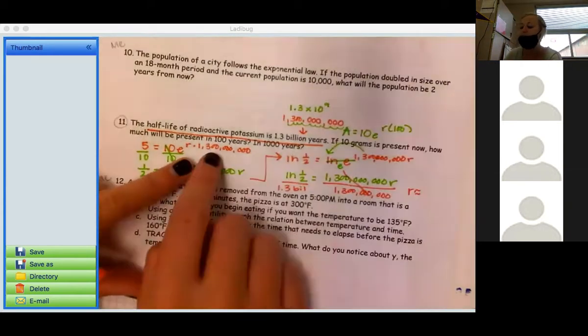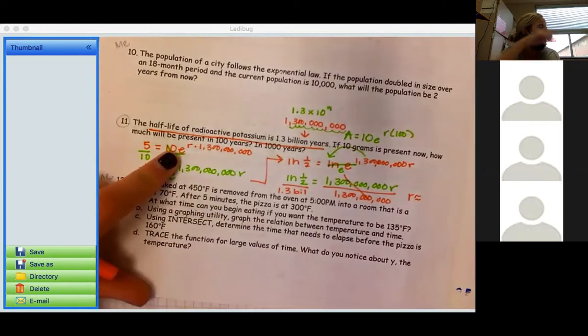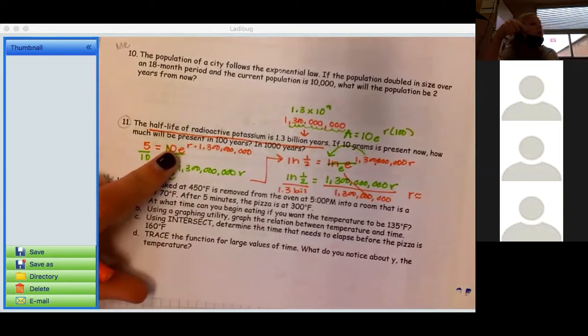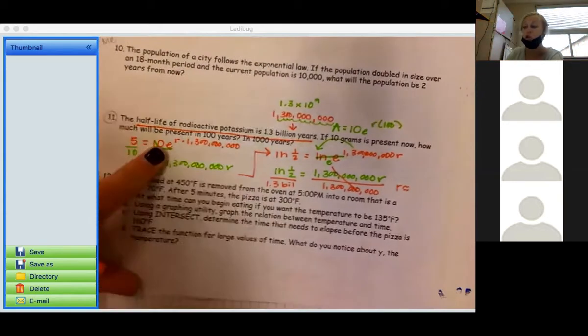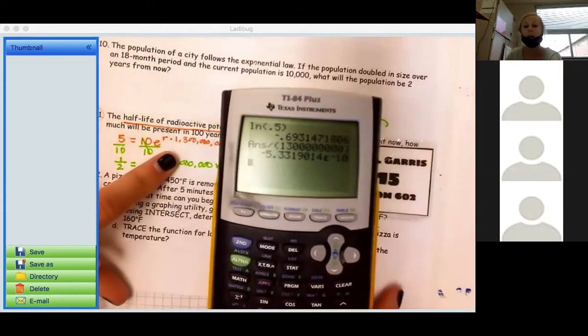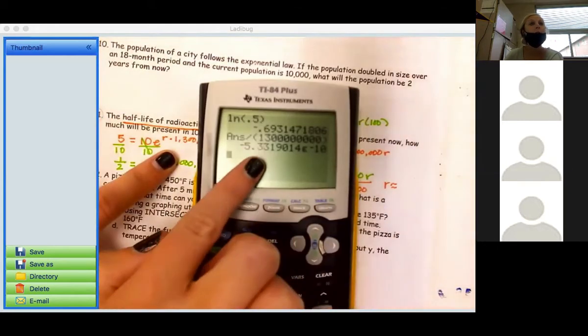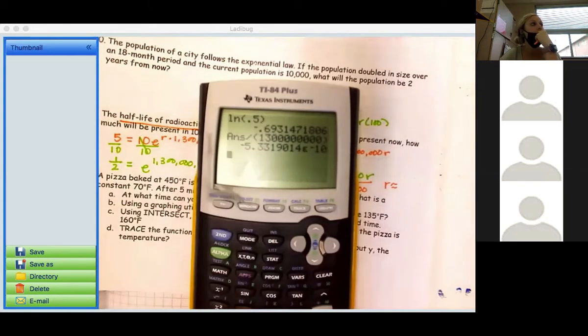If it takes 1 billion years for us to get half of something, that means it's going down very, very slowly. Very good. So this should be a tiny, tiny, tiny rate, which is what we got. Now, please listen carefully. Do you round this? No, because then it throws off your final answers. It throws off how much we would have after 100 years and 1,000 years.